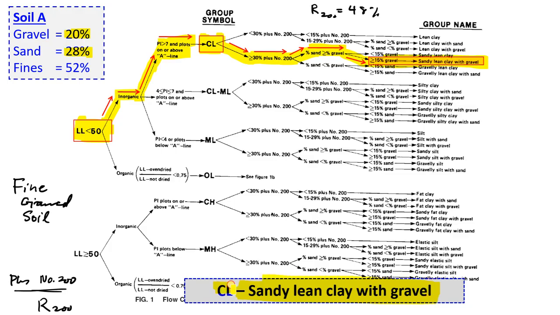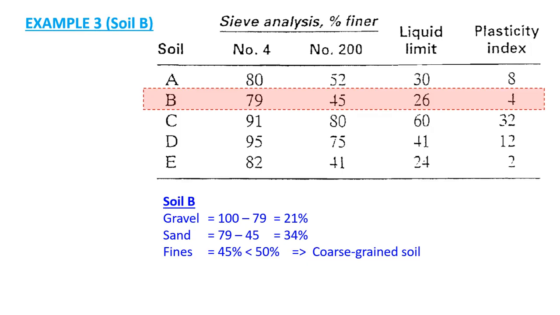The symbol is CL. If I just look at the symbol and don't go through this whole process, CL means lean clay, but it is sandy lean clay with gravel. It is a lean clay, but it has some percentage of sand and some percentage of gravel. Okay, so we have now done two examples, one with coarse grained soil and one with fine grained soil. Now let's look at example number 3.